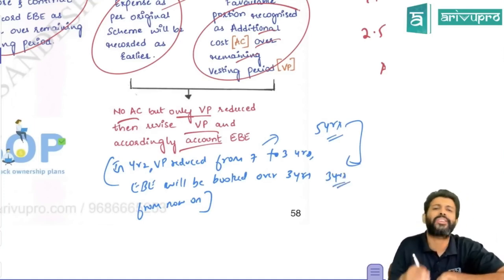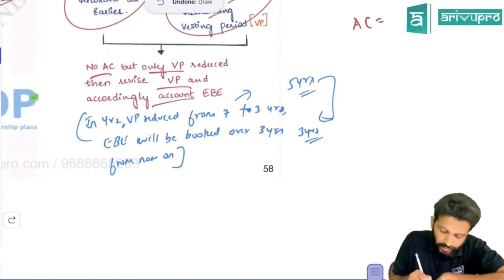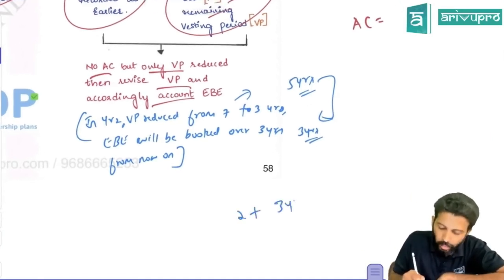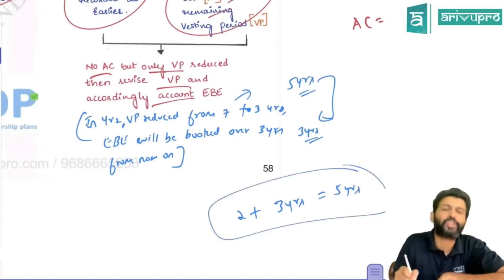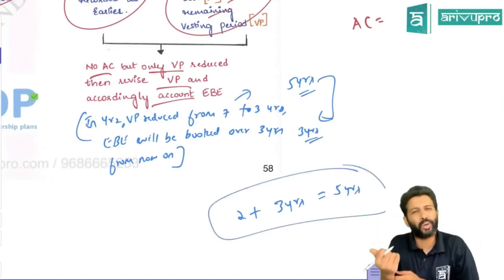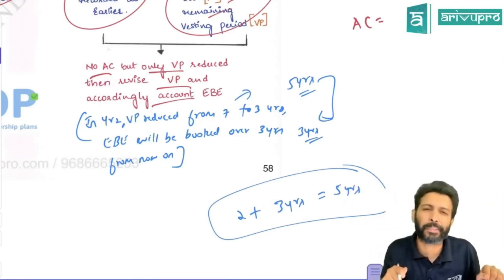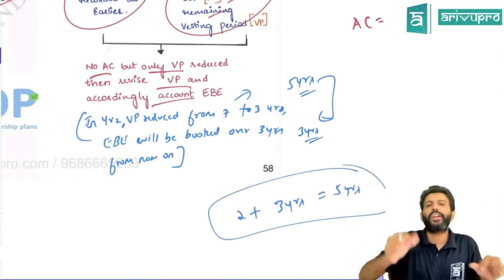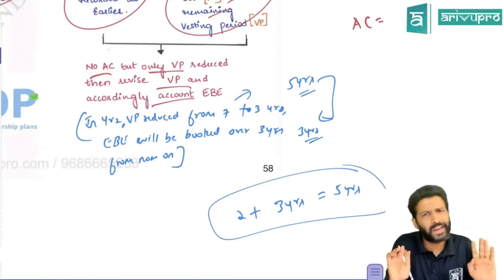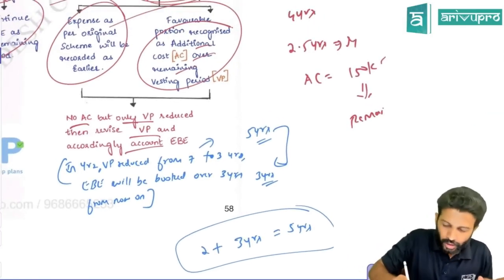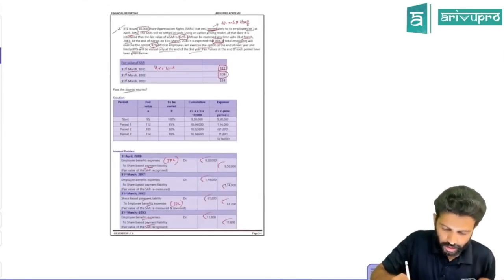If this is the case, now you will book the expenditure over the remaining 3 years only. The first 2 years are already passed. Now you will book the remaining expenditure over 3 years. That means totally you will book the expenditure over only 5 years. So vesting period is reduced, and we know the simple funda: employee benefit expenditure has to be booked over the vesting period. So you will book it over the reduced vesting period only. That's what I've written over here. All right, let's take up one question in this regard.